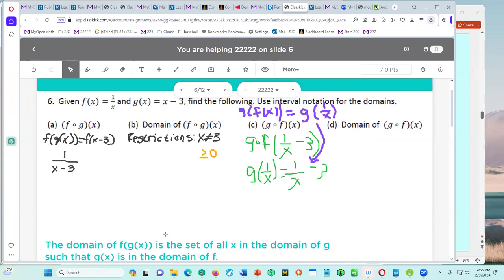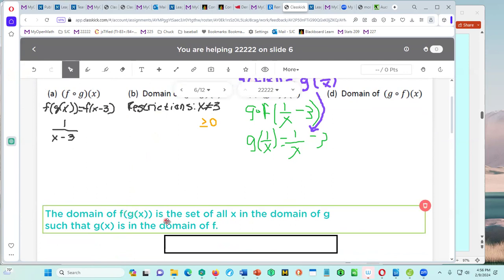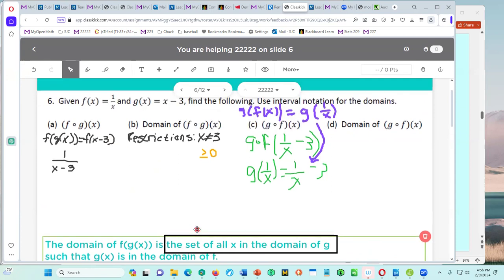Okay, the set of all x in the domain of g, for g of x here, is the set of all real numbers. Any number can have 3 subtracted from it, so that's never a problem. Now all we have to worry about is that whatever number g of x turns out to be, it's in the domain of f.